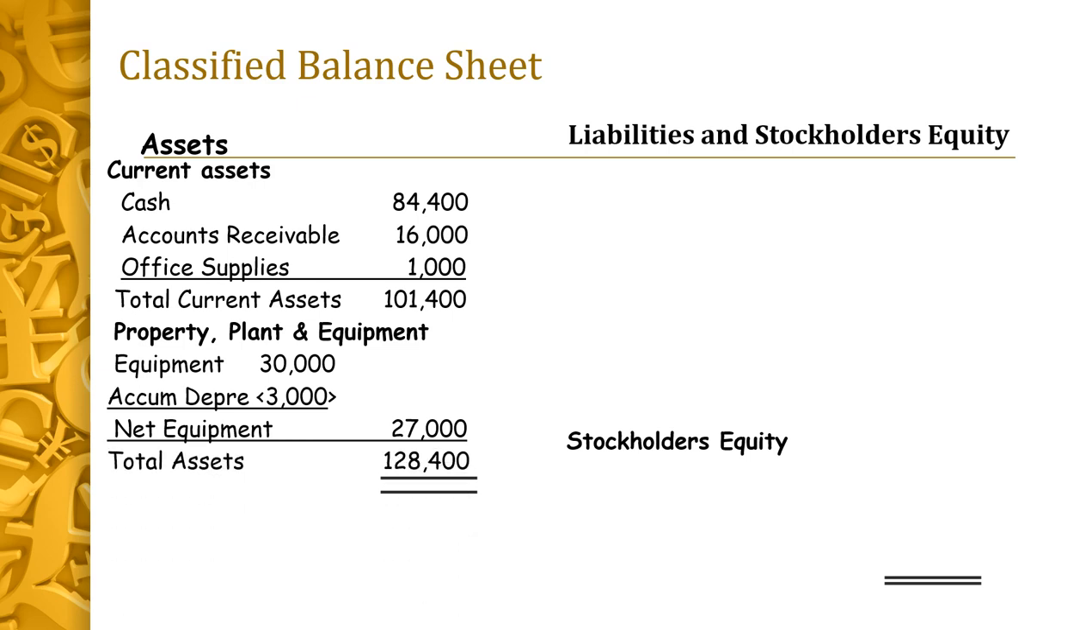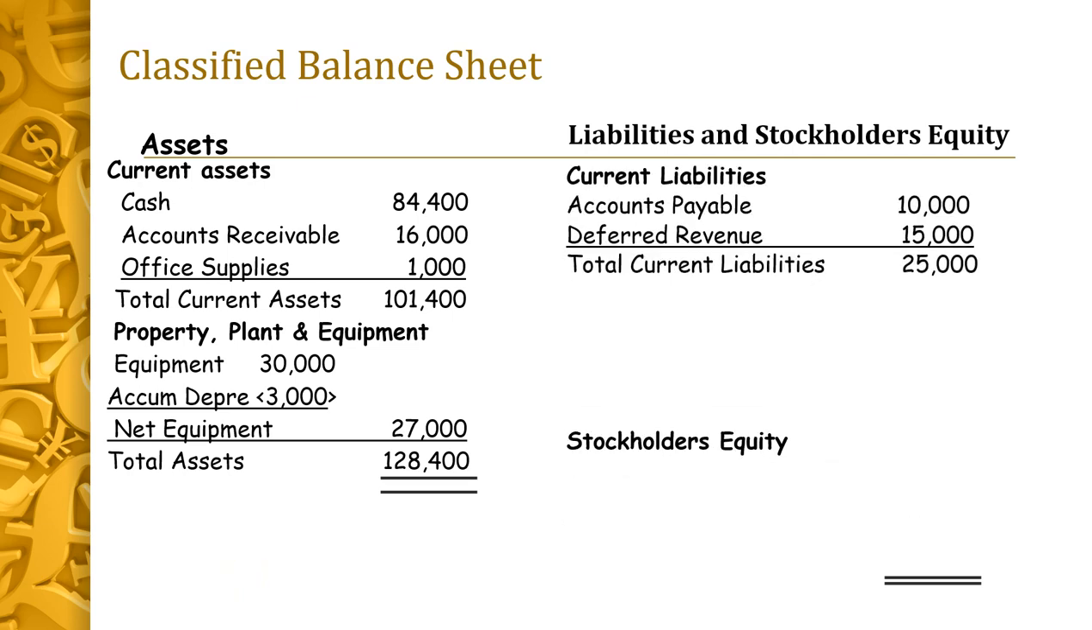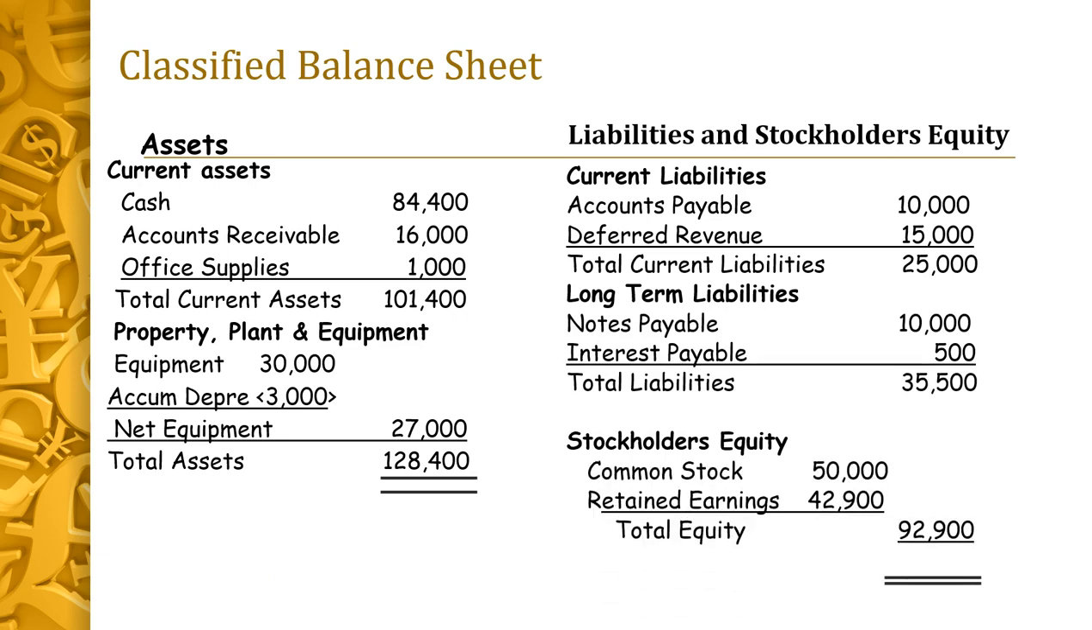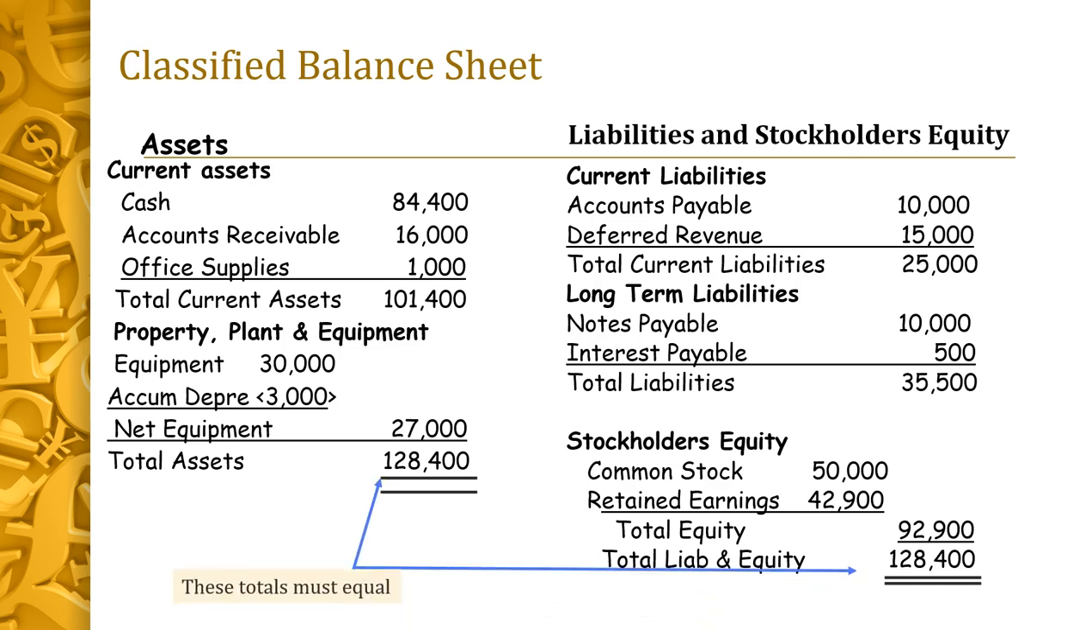And now we know that our liabilities and equity must equal $128,400. We then list our current liabilities, then our long-term, and then we show our stockholders' equity, and we are the same. We balance, which means we're good. Again, these two must equal, because assets must equal liabilities plus equity.